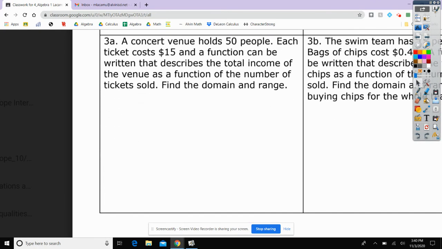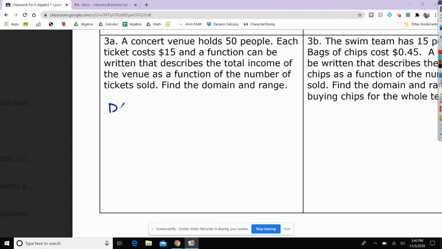Three is talking about a concert venue that holds 50 people, and each ticket costs $15. A function can be written that describes the total income of the venue as a function of the number of tickets sold. So the domain, that is our independent variable. And the range is going to be our dependent variable. So since the cost depends on the number of people, the range is going to be the cost, and the domain is going to be the number of people.